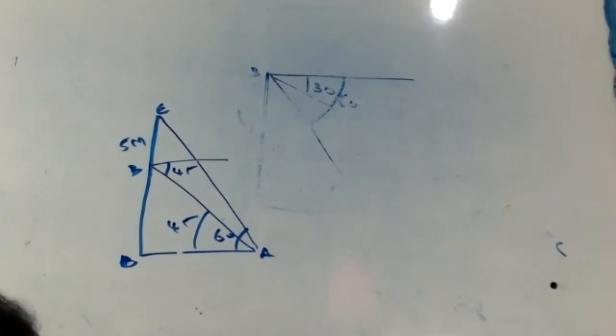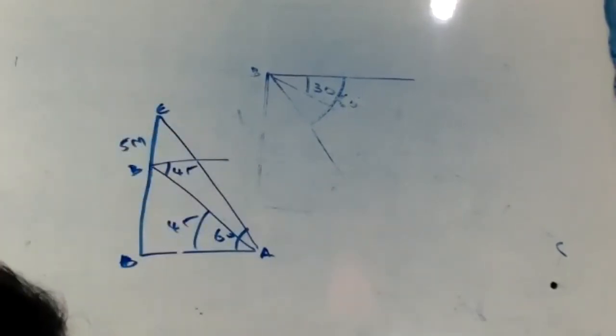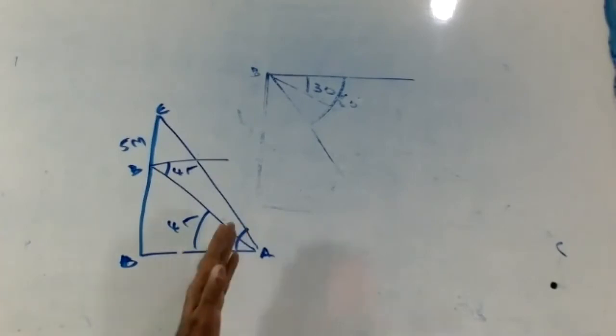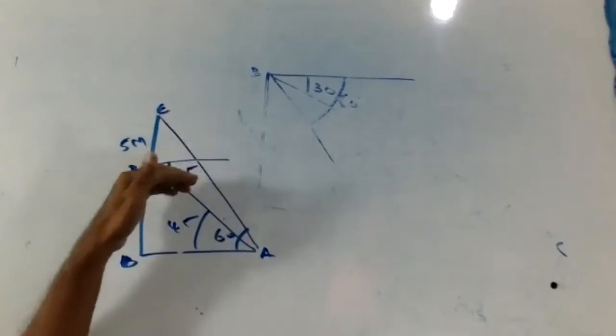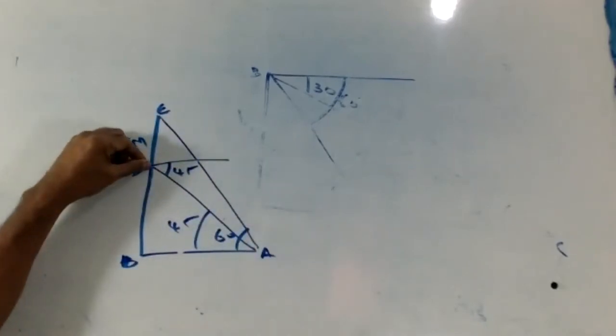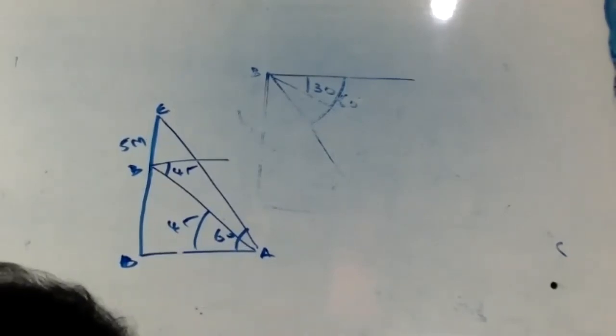A pole 5-meter height, this is 5 meter, fixed on the top of a tower. The angle of elevation of the top of the pole observed from a point A on the ground is 60 degree. From the top of the building, angle of depression of the point A is 45 degree. Find the height of the tower.